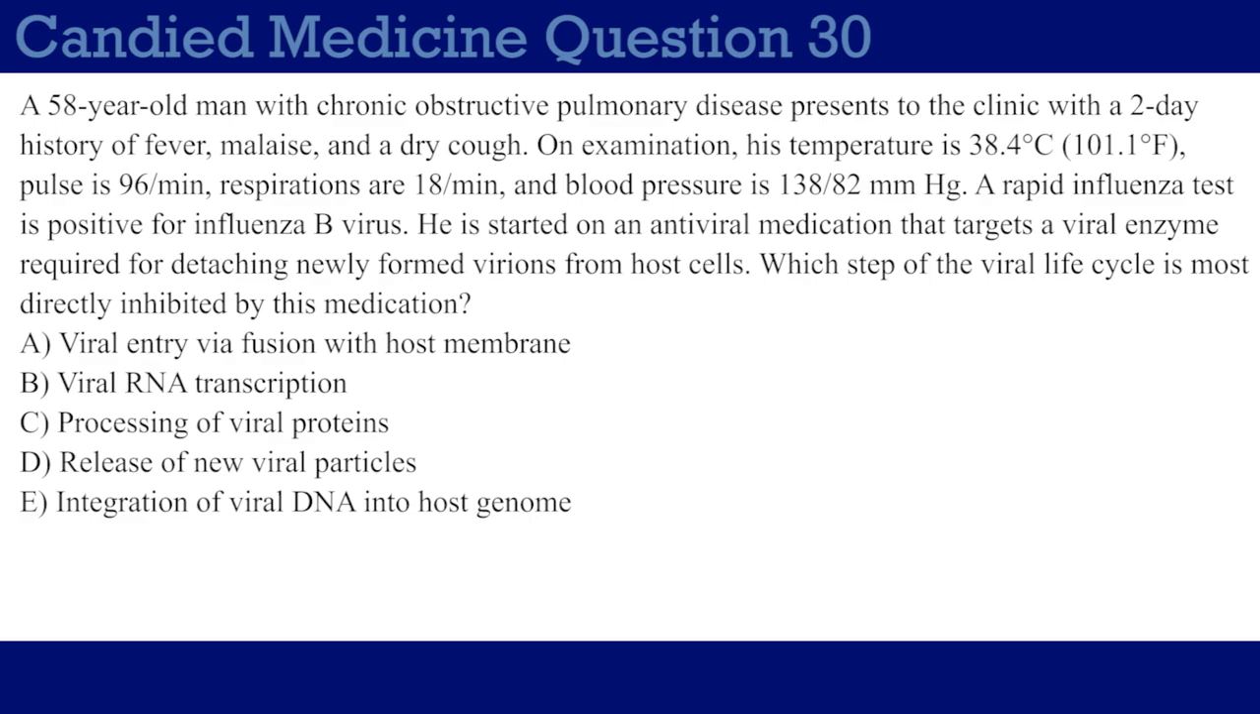Choice A, viral entry via fusion with host membrane. Choice B, viral RNA transcription. Choice C, processing of viral proteins. Choice D, release of new viral particles. Or choice E, integration of viral DNA into host genome.